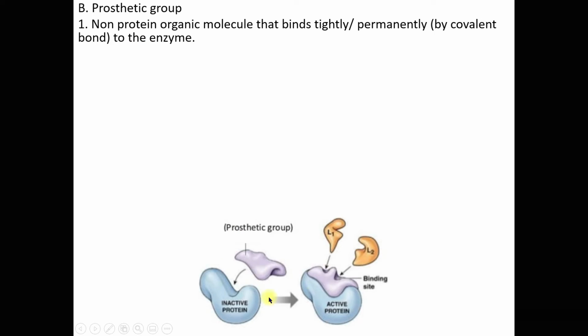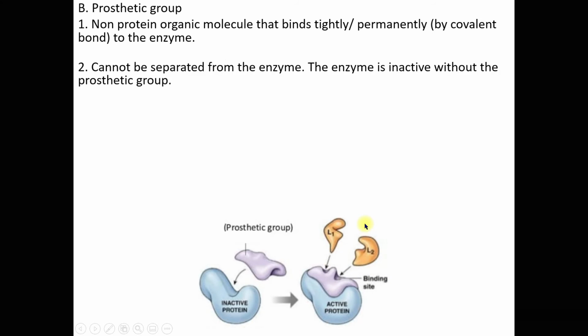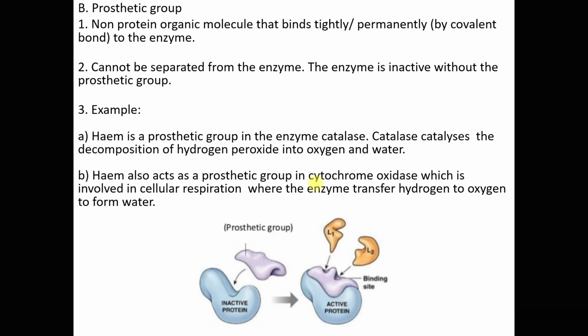You can see from this diagram how this prosthetic group binds to this apoenzyme permanently. Then this holoenzyme, which is an active enzyme, can function, which is to break down the substrate into products. Now, prosthetic group cannot be separated from the enzyme, and the enzyme is inactive without the prosthetic group.